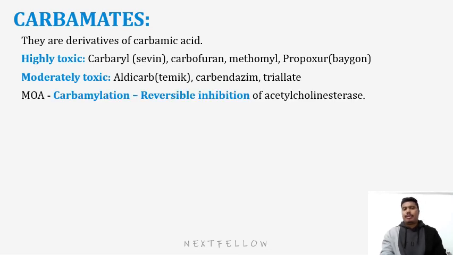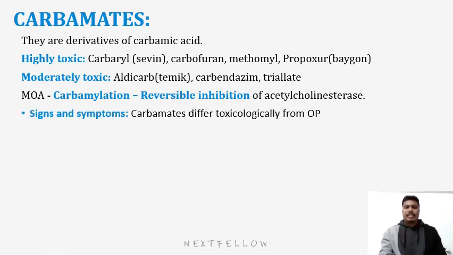Now we will learn about the mechanism of action. The mechanism of action of carbamates is carbamylation, that is reversible inhibition of acetylcholinesterase. Now signs and symptoms. Carbamates differ toxicologically from organophosphates. They produce similar signs and symptoms, but the signs and symptoms are less pronounced than in organophosphate poisoning. They can also be considered the younger brother of OP poisoning.